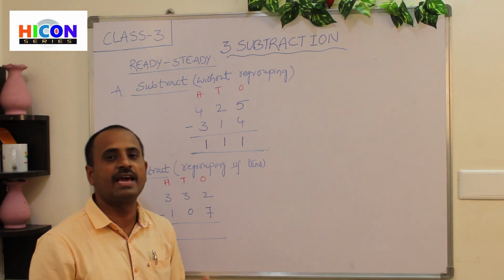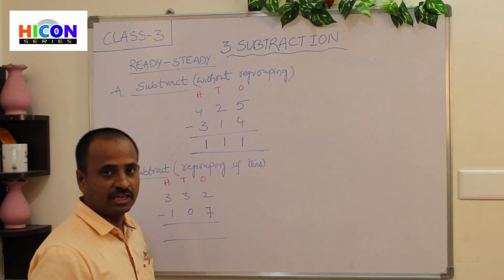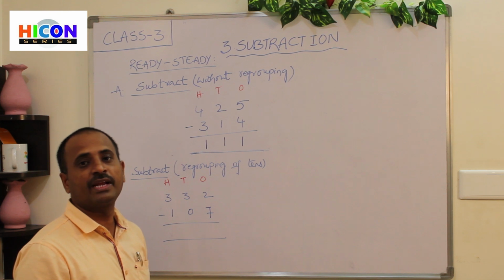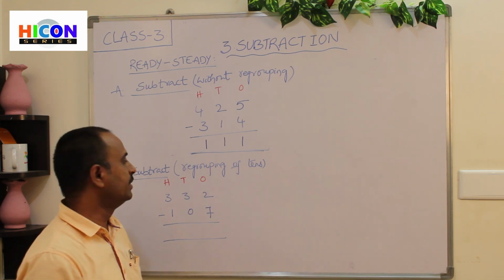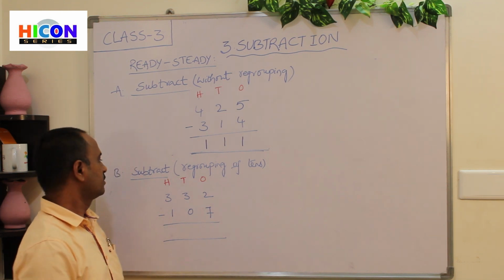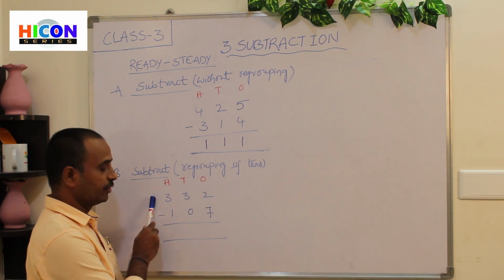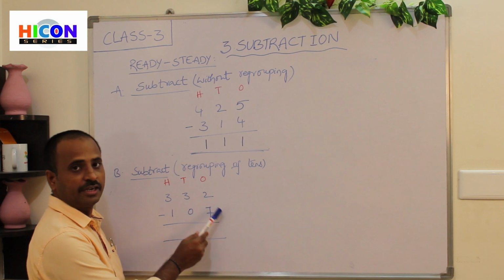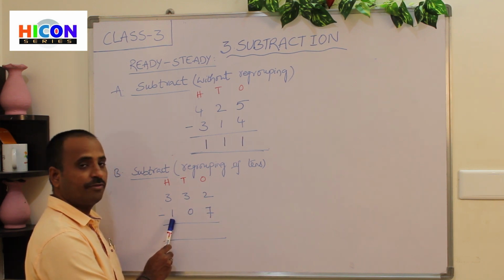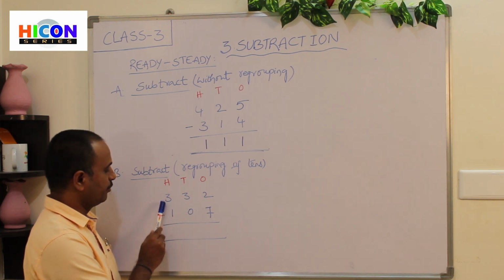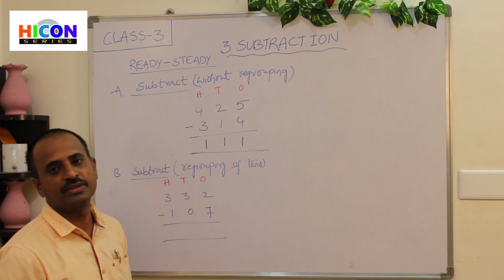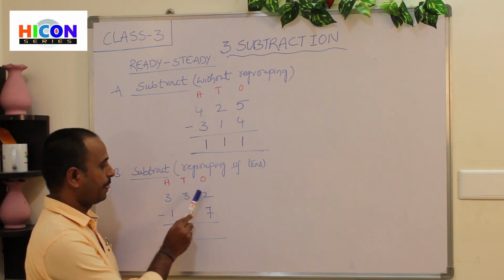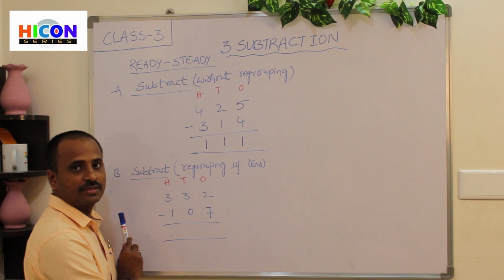That means without carrying. So now let us remember how to do subtraction with carrying. That means with regrouping. So see the second problem here. Here also two numbers are given. The first number is 332 and the second number is 107. So here both numbers are 3-digit numbers. So this is ones place, tens place, hundreds place.